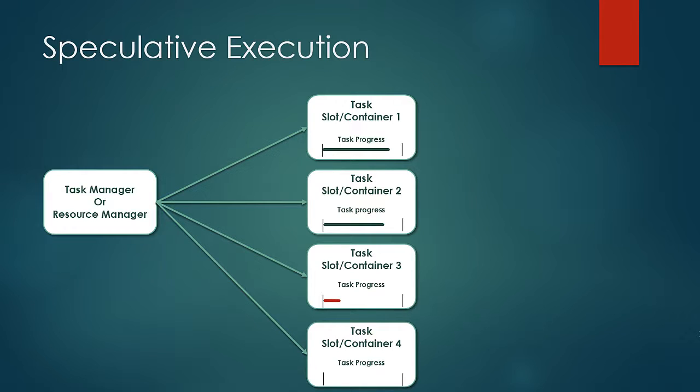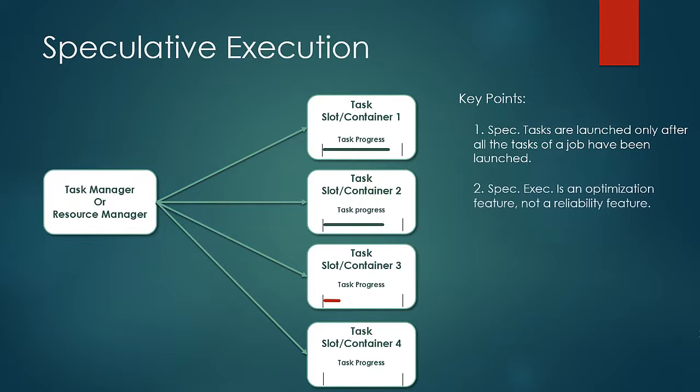There are two important key points to keep in mind when thinking of speculative execution. First, speculative tasks are only launched after all the tasks of the job have been launched. The job tracker then monitors if there are tasks falling behind, and only then does it speculatively re-execute a task. Second, it is an optimization feature and not a reliability feature.